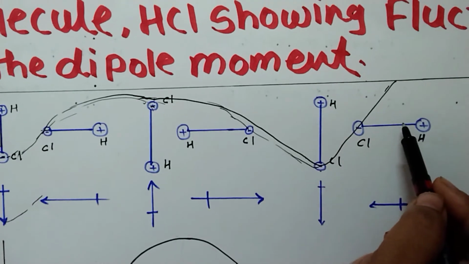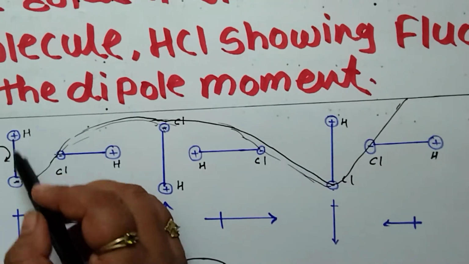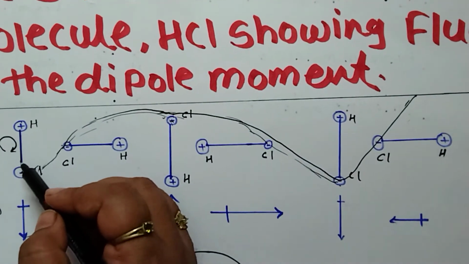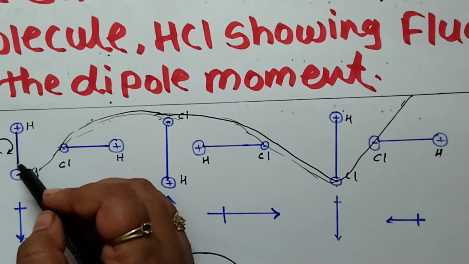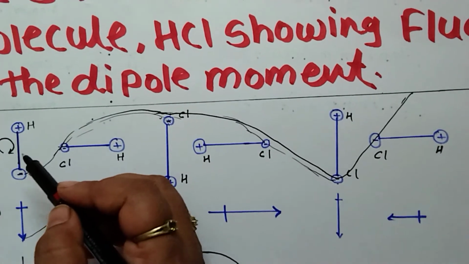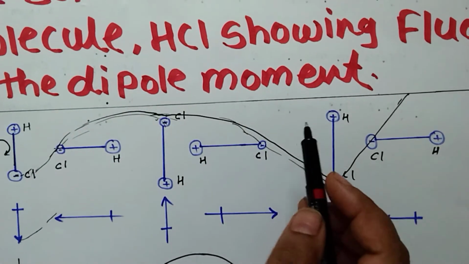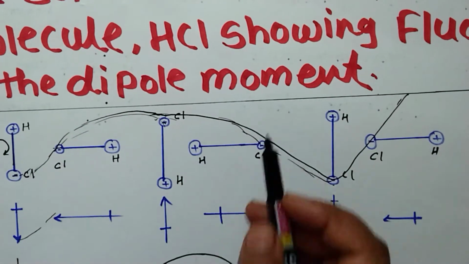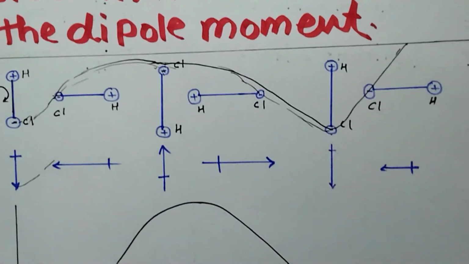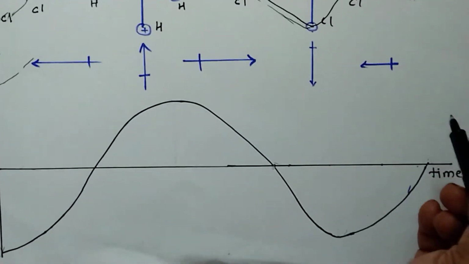So the current flows from H to Cl. The dipole moment of the HCl molecule changes as the rotation level changes. So it gets a fluctuation, and it has a wave form.